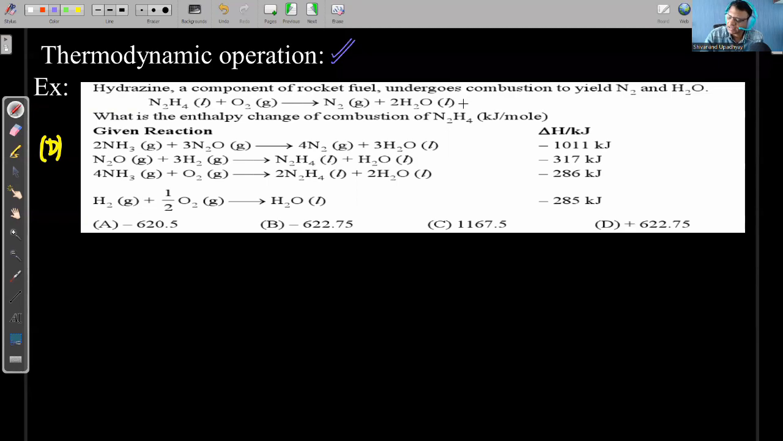Like one reaction, they will ask that what is delta H of this reaction. So I can name that this reaction is reaction number 1. And certain data is given, like here we can say this is reaction number 2, this is reaction number 3, this is reaction number 4, this is reaction number 5. Now let me read the question first. Hydrogen is a component of rocket fuel, undergoes combustion to yield nitrogen and water. The reaction is given here.